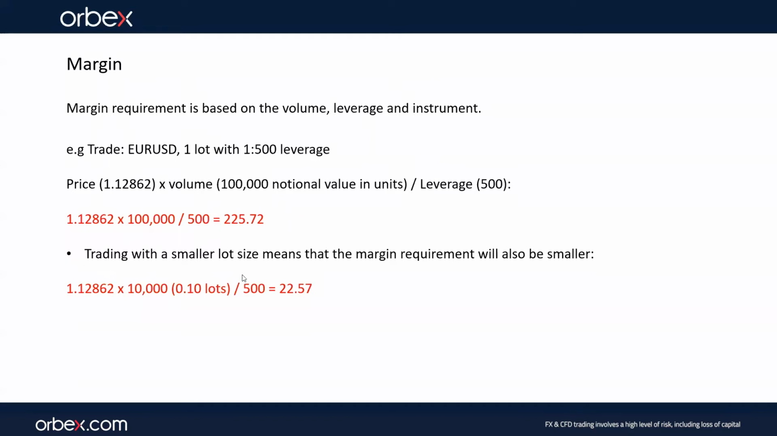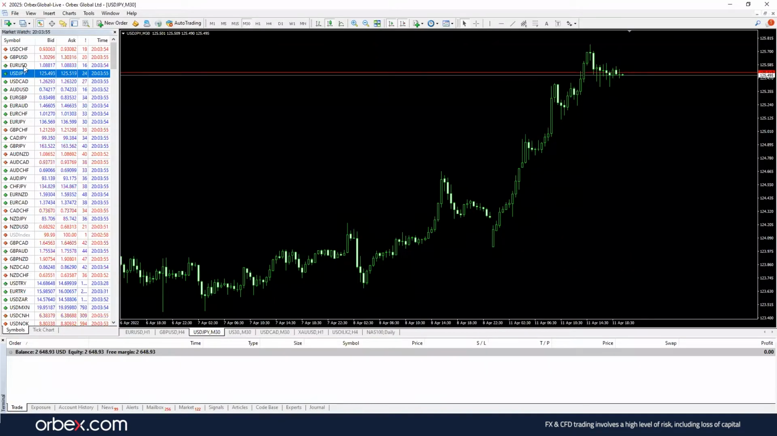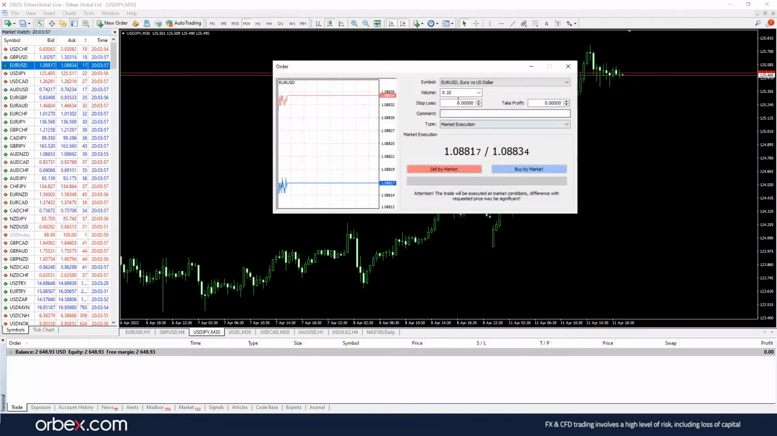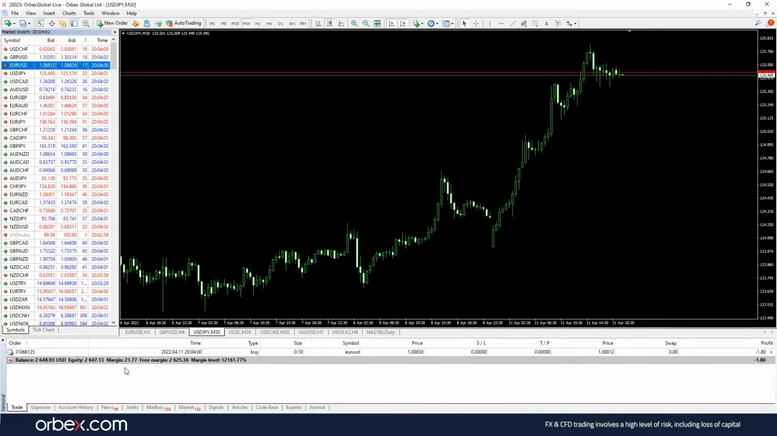Trading with a smaller lot size means we'll have less margin, so 22.57. So let's just do a live example now, so everything's completely transparent. Let's open a smaller lot, 0.10. So let's buy that. At the moment, I need $21.77. And this is a margin. This isn't taken from my actual balance. It is actually needed as collateral. So you're not actually losing this money. You're just putting it up front in order to open this trade.